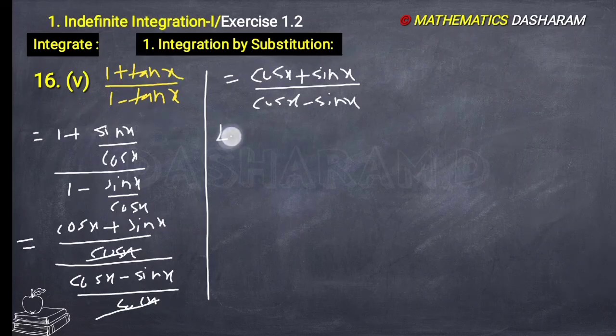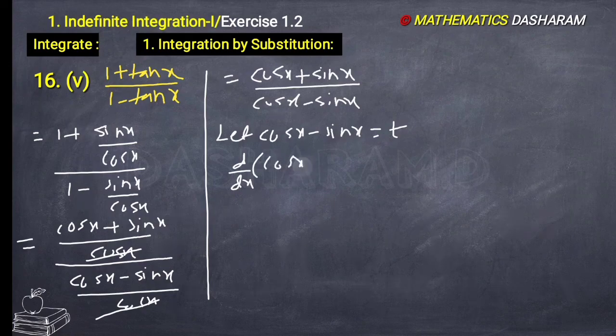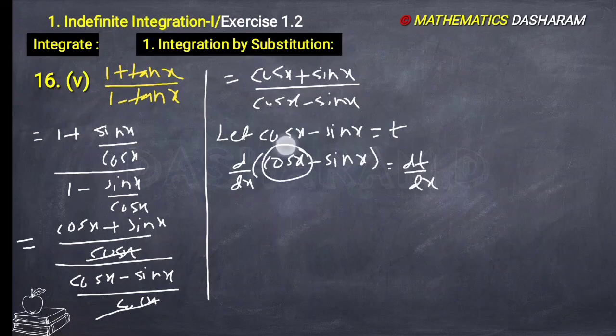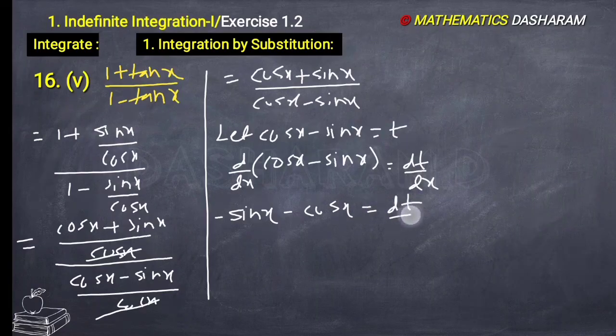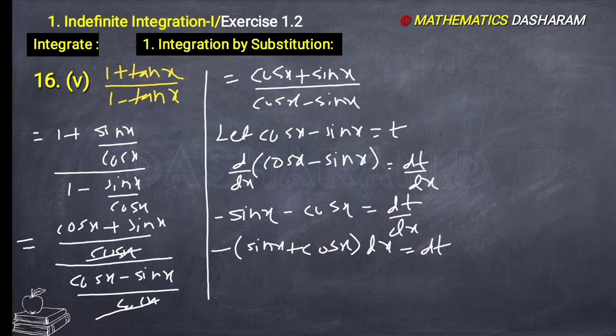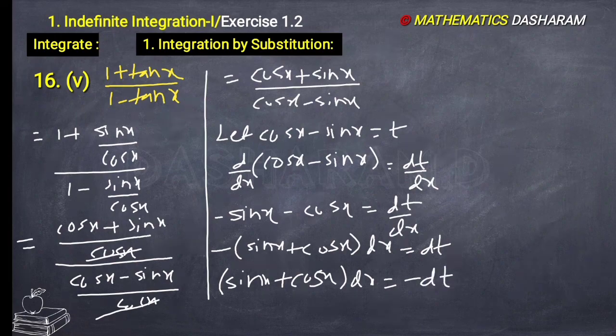Now let's select the denominator. Cos x minus sin x equals t. Next, do the derivative on both sides with respect to x. So here the derivative of cos x is minus sin x, minus the derivative of sin x is cos x. It equals dt by dx. Take the minus common, so sin x plus cos x dx equals minus dt.